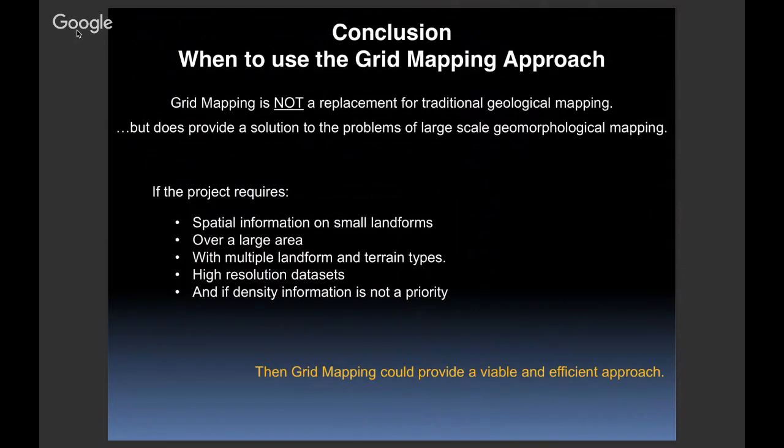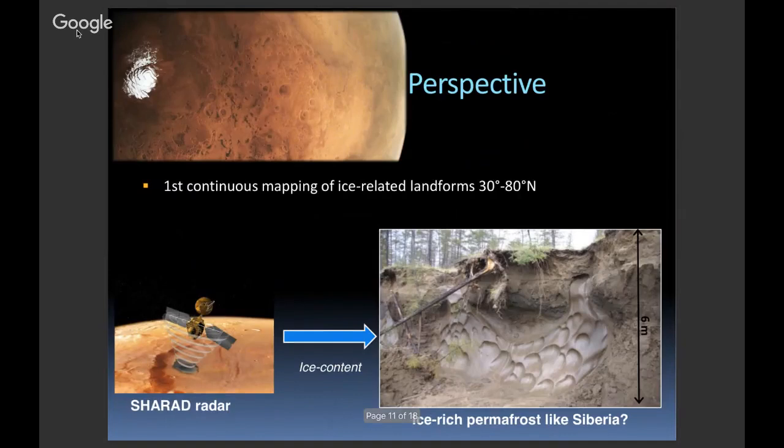So we use that grid mapping. It's quite an efficient approach, a very fast technique, and we try in the near future to better understand the concentration of that ice-rich permafrost in those areas, and look at the SHARAD data all around that area in order to better understand that permafrost, if it is quite a good analog or not. Thank you very much.